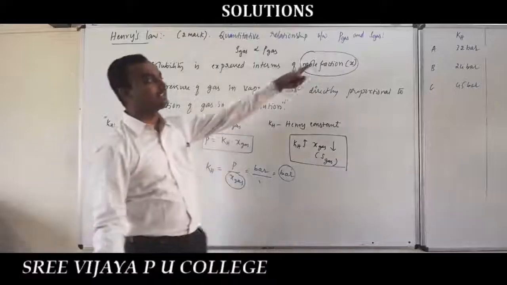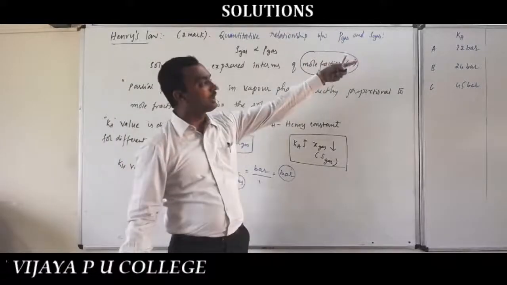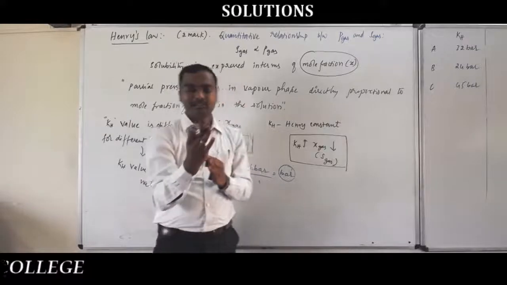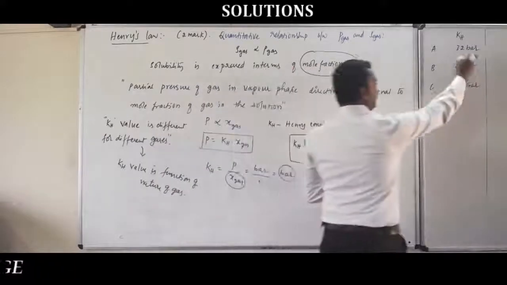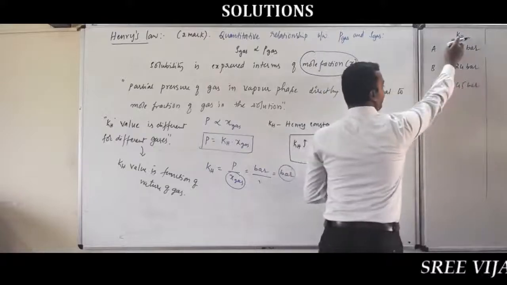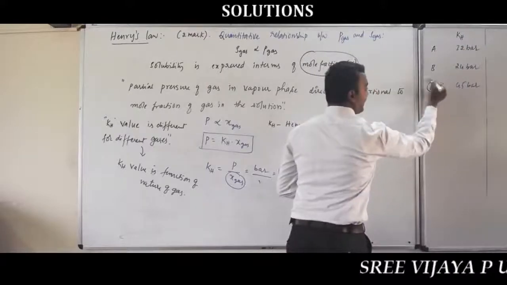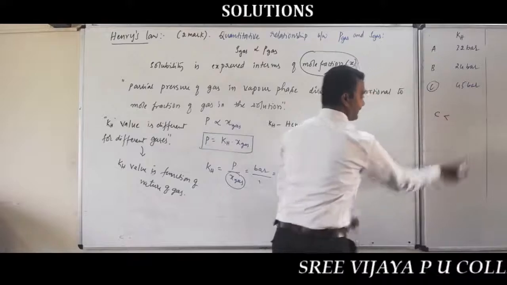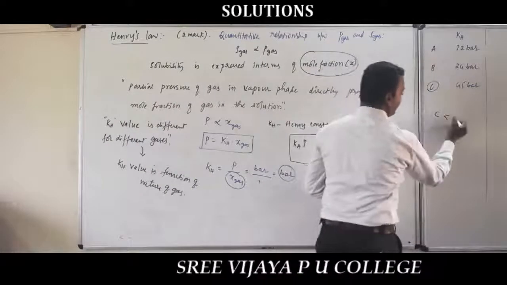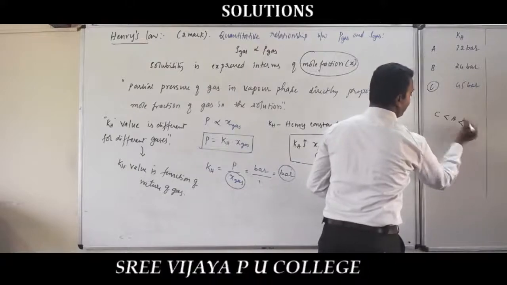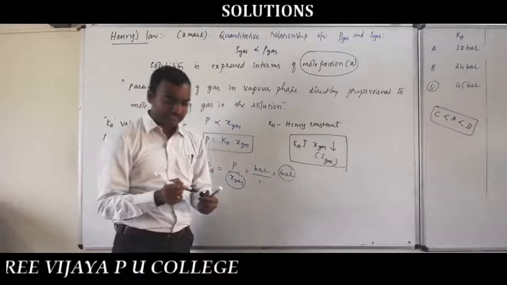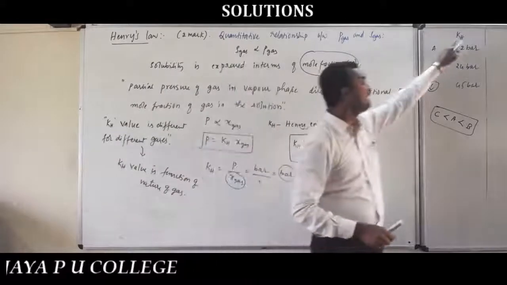Now you can answer easily. Kh values are given. The gas with the lower Kh value will have higher solubility. Observe 32 bar, 24 bar, 45 bar. Since 45 bar is the highest Kh value, C has the least solubility. Next comes A, and the next one is B. Among these three gases, which is the most soluble gas? That is B.